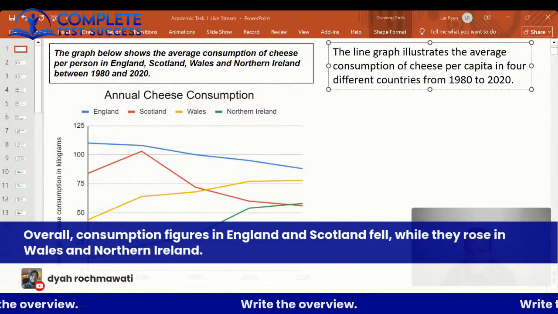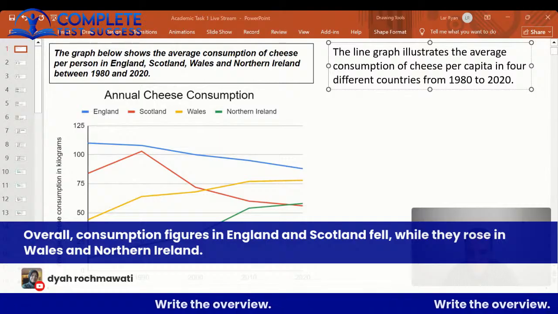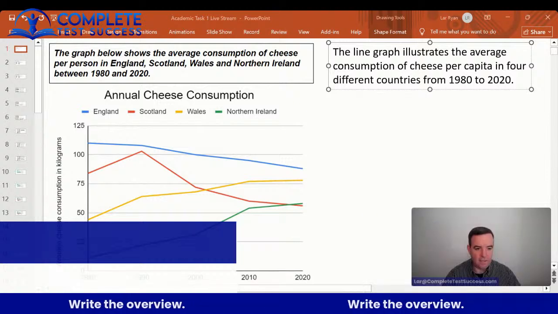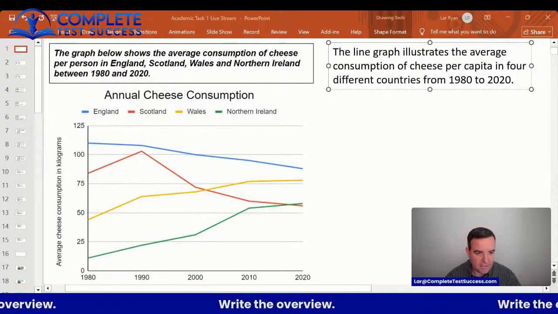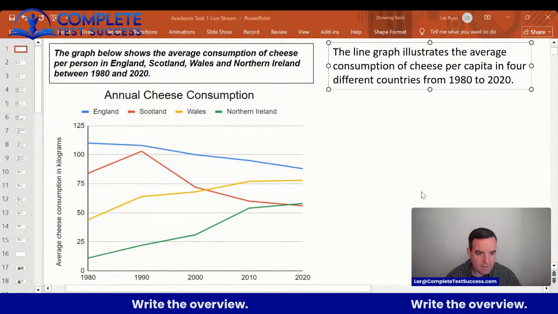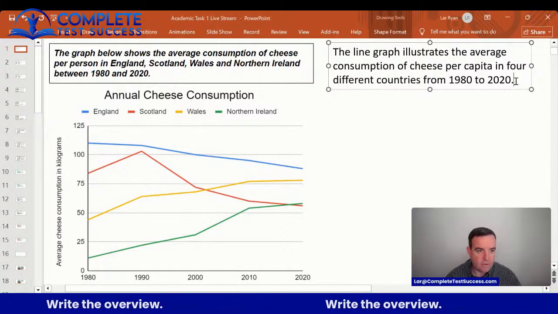Okay, so Dia has an overview. Overall consumption figures in England and Scotland fell, while they rose in Wales and Northern Ireland. Okay. Again, that's a good start. Again, I'm just going to jump in and copy and paste that onto the screen here.